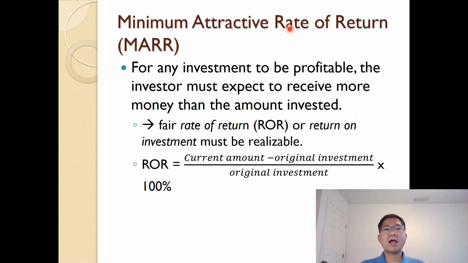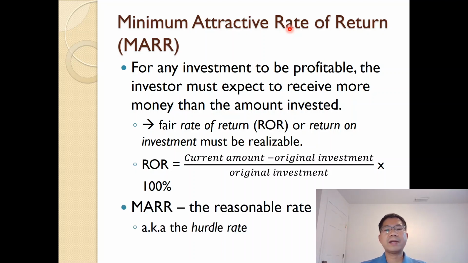So that MAR is basically a fair rate of return, ROR, or return on investment, ROI. All that is the same concept. The ROR, rate of return, or return on investment, has a very simple equation: the current amount I receive, deduct the amount I invested originally, over the original investment, times 100%. That is the rate of return. And the minimum amount that everyone has to set, that we have to consider, I will explain in the next slide.